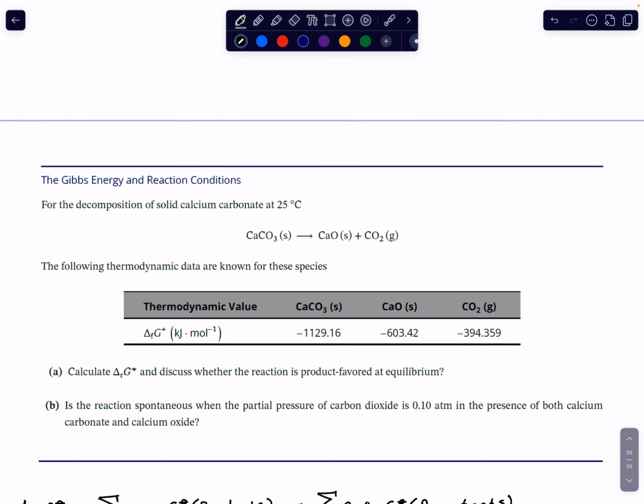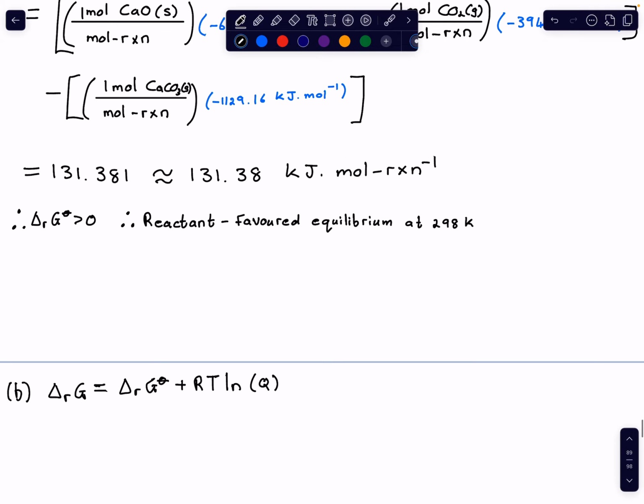So if we look at the reaction quotient for this reaction, it's of course products divided by reactants. We notice that the only species that can have a concentration or a partial pressure is CO2. So that means the reaction quotient is just equal to the partial pressure of CO2, multiplied by 1, representing the calcium oxide, and divided by 1 for the calcium carbonate. Both of those numbers are being absorbed in this expression. So Q is just the partial pressure of CO2.